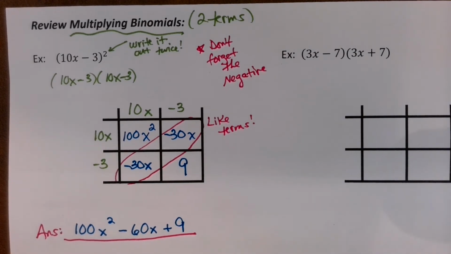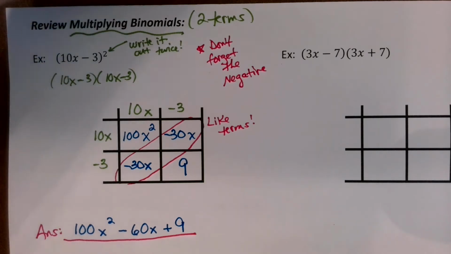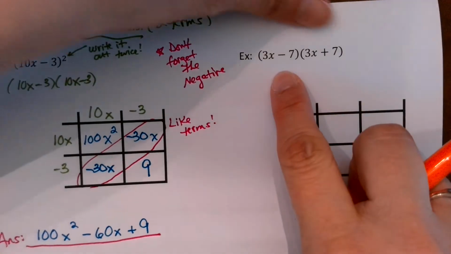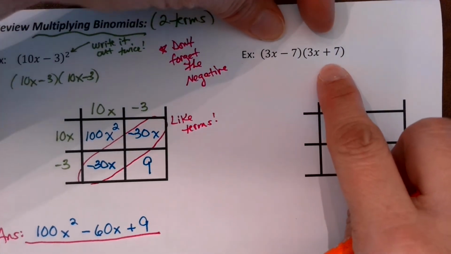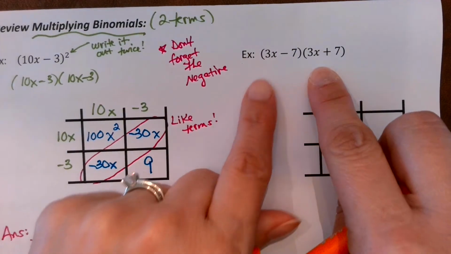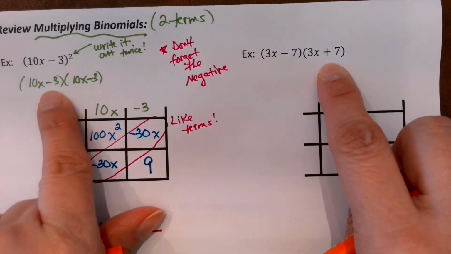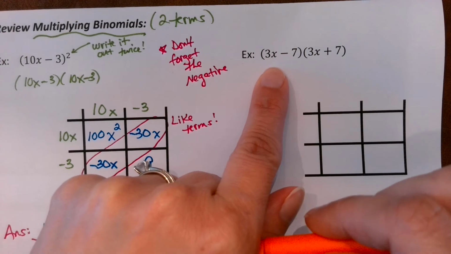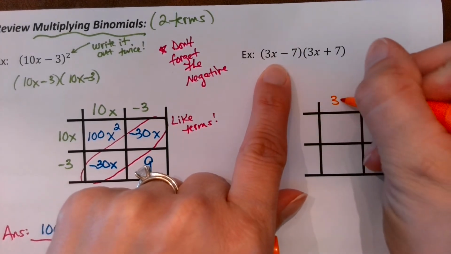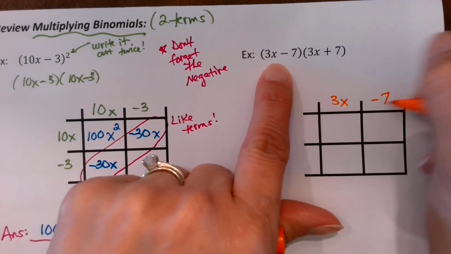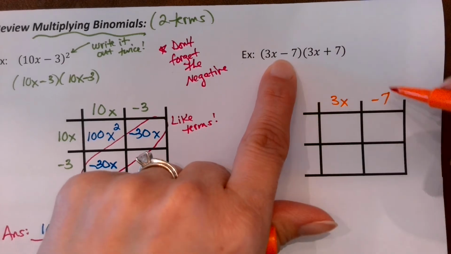Let me show you one more example here. This one has 3x minus 7 times 3x plus 7. Something unusual is going on here. They're not identical like this one; they're a little different. So I'm going to put 3x minus 7 across the top. Don't forget that negative sign.